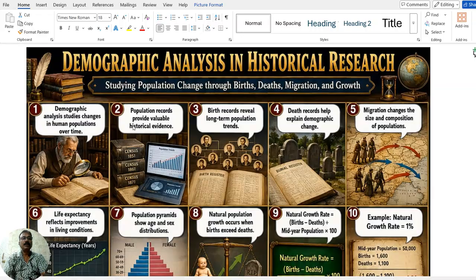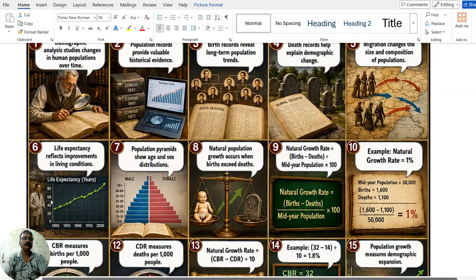Number two, population records provide valuable historical evidence. Number three, birth records reveal long-term population trends. Number four, death records help explain demographic change. Migration changes the size and composition of population. Then life expectancy reflects improvement in living conditions. Okay, this is the time path of life expectancy in years, which reflects the improvement in living conditions.